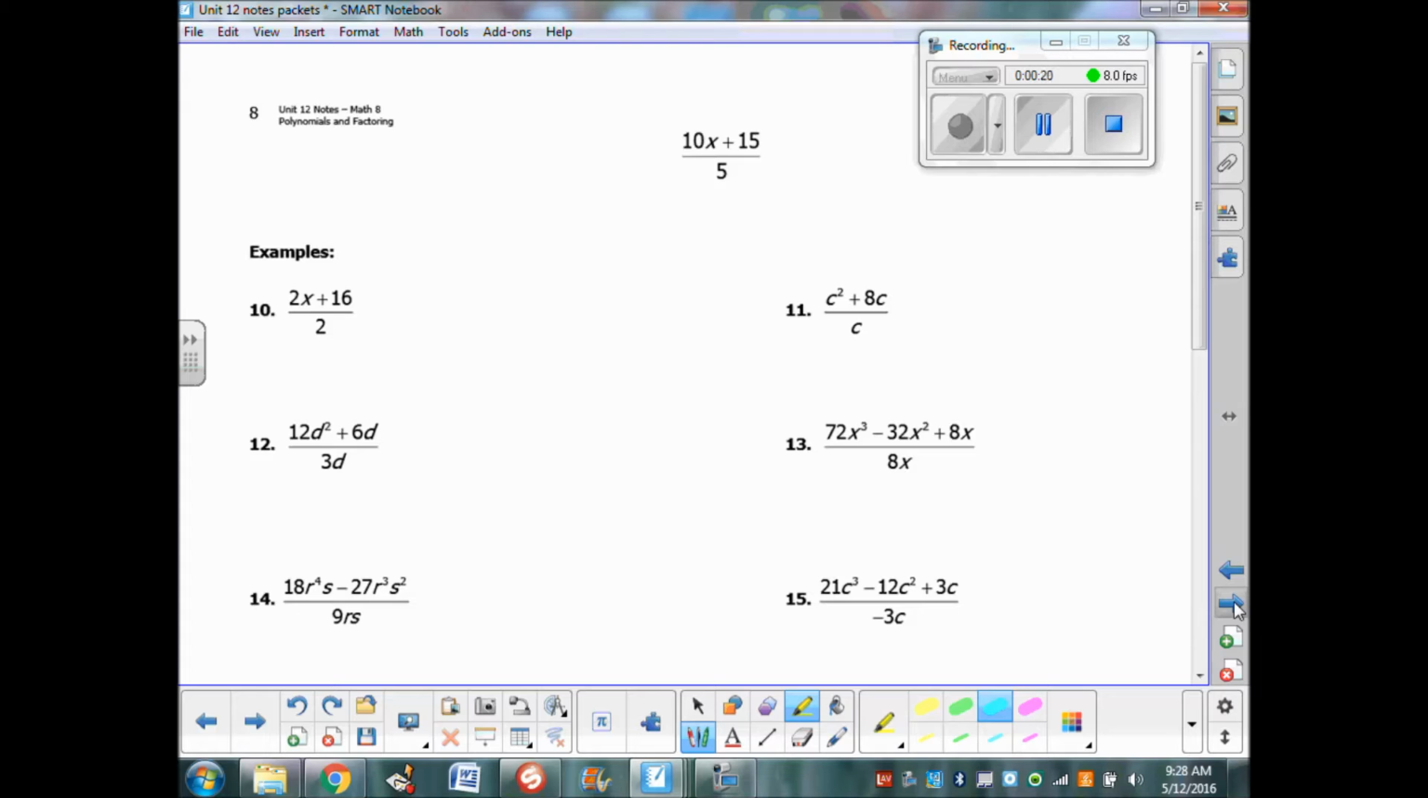So we've got that example, 10x plus 15 divided by 5. We've got to divide everything by the denominator, okay? So we are going to divide, let's try that one more time, 10x divided by 5, and then we're also going to divide 15 by 5. So who can tell me what is 10x divided by 5? It is 2x. And then I've got to divide the 15 by 5, and 15 divided by 5 is 3.